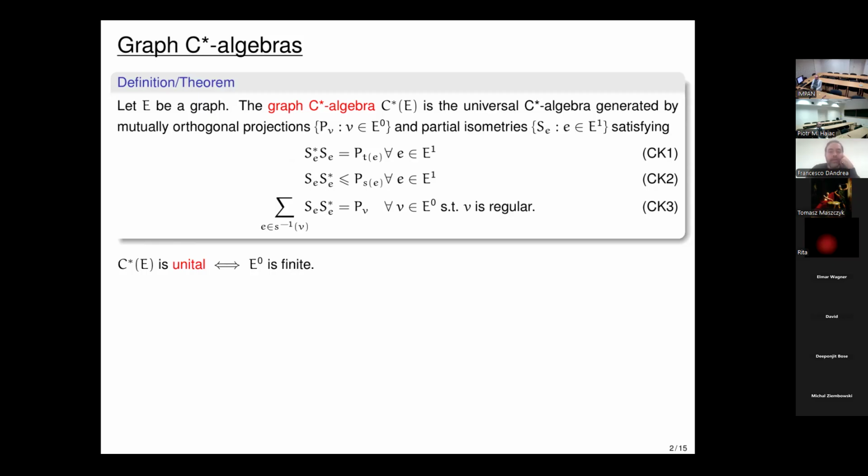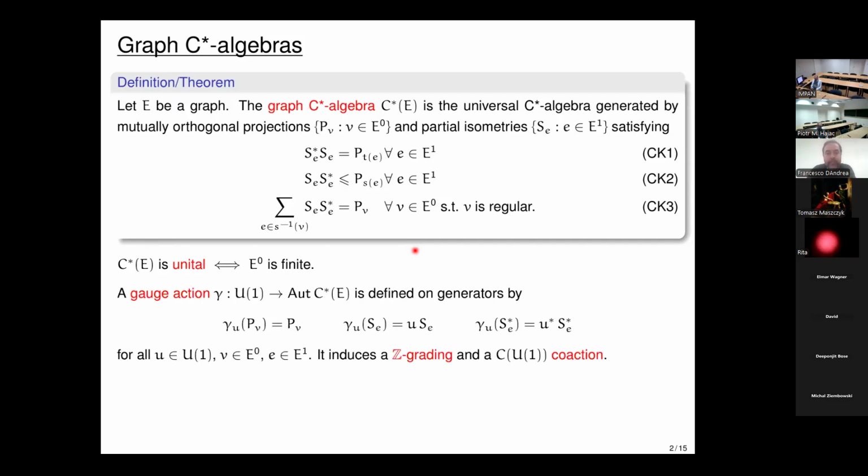So these projections PV, if you take the sum of all these projections, this is a neutral element, a unit for the multiplication in the graph C-star algebra. But of course, you can sum over all vertex projections only if you have finitely many vertices. So in particular, the graph C-star algebra is unital if and only if the set of vertices is finite.